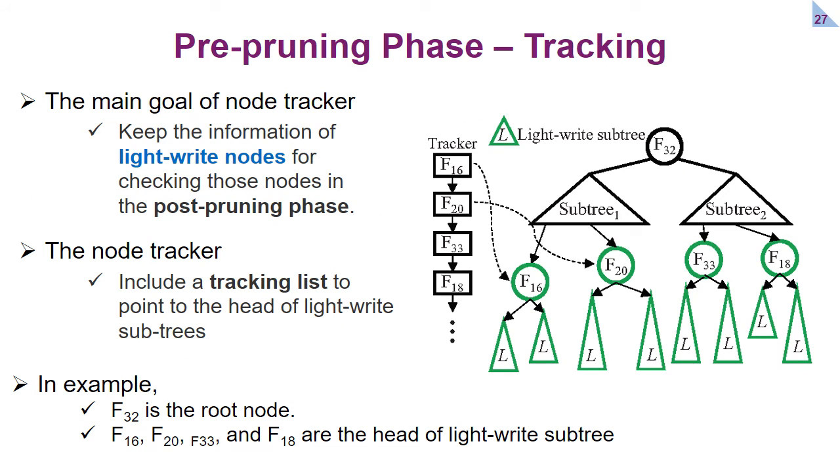The main goal of the node tracker is to keep the information of light-write nodes for checking those nodes in the post-pruning phase. And the node tracker includes the tracking list to point to the head of the light-write subtrees. For example, on the right-hand side figure, F32 is the root node, and F16, F20, F33, and F18 are the heads of the light-write subtrees, and they will possibly be pruned in the post-pruning phase. Therefore, they are written with the light-write mode.